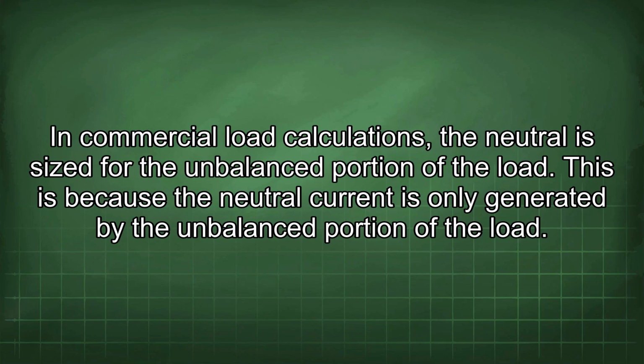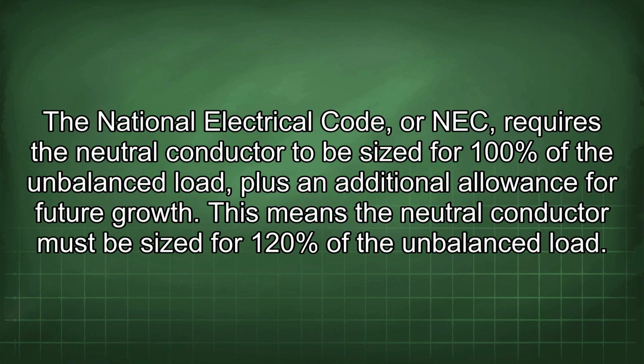In commercial load calculations, the neutral is sized for the unbalanced portion of the load. This is because the neutral current is only generated by the unbalanced portion of the load. The National Electrical Code, or NEC, requires the neutral conductor to be sized for 100% of the unbalanced load, plus an additional allowance for future growth. This means the neutral conductor must be sized for 120% of the unbalanced load.